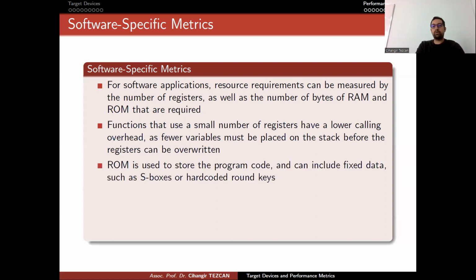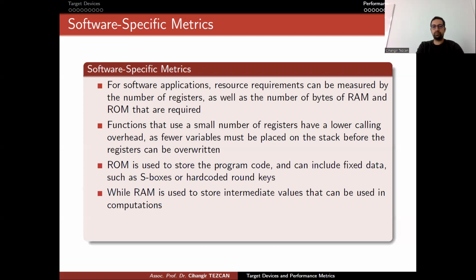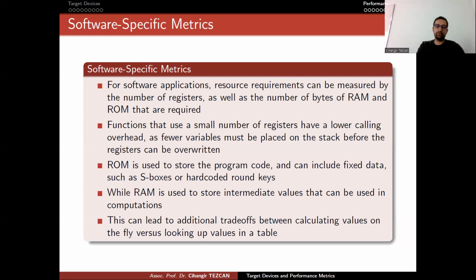ROM is used to store the program code and can include fixed data such as S-boxes or hard-coded round keys, while RAM is used to store intermediate values that can be used in computations. This is why you need to consider how much RAM and ROM you are going to need when you are designing an algorithm. This can lead to additional trade-offs between calculating values on the fly versus looking up values in a table. This is actually one of the implementation techniques in cryptography.